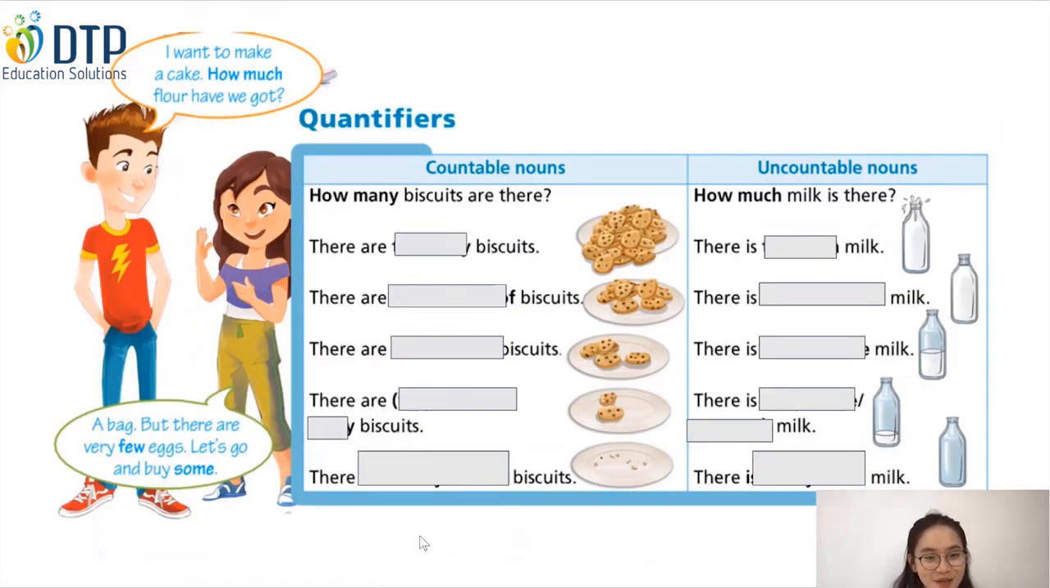So in the previous lesson, we learned how to use some in affirmative sentences with countable and uncountable nouns, right? Ngày hôm trước mình đã học được cách dùng some với danh từ đếm được và không đếm được trong câu khẳng định, đúng chưa nào? For example, we have some apples, some milk, right? So today, we're gonna learn some more expressions with quantifiers. For example, little, few, many, or much.